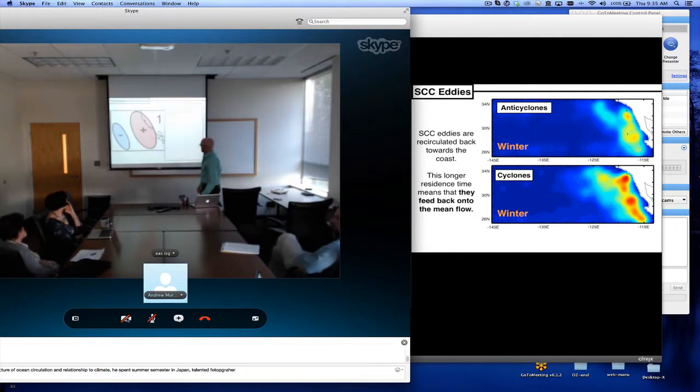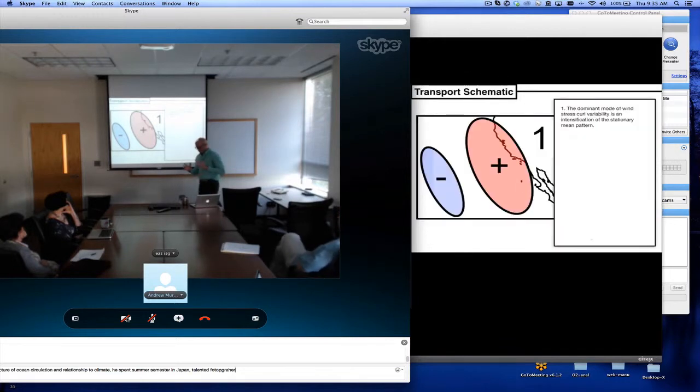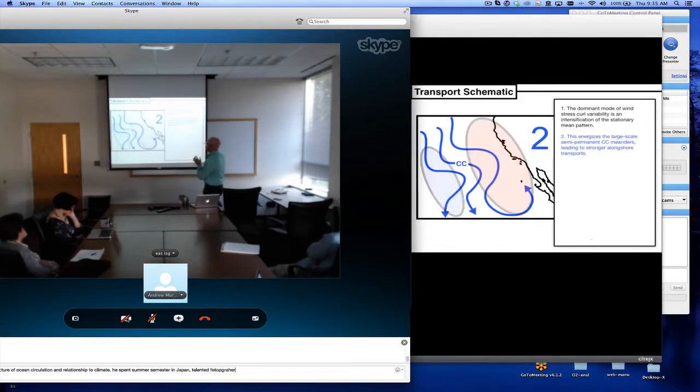So now we have what we think of as a complete picture of California current interannual variability. The first step is this dominant mode of wind stress curl variability, which represents an intensification of the stationary mean pattern. That wind pattern energizes the large-scale California current meanders through an Ekman pumping response and leads to stronger alongshore transports, which you can read all about in our paper in DSR2 coming this month.